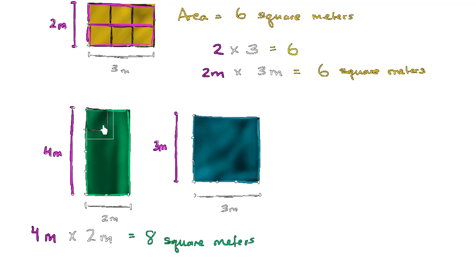So 1, 2, 3, 4, 5, and you see it's going in the right direction, 5, 6, 7, and 8. So the area of this rectangle is indeed 8 square meters. And you could view this as 4 groups of 2. So you could literally view this as 4 groups of 2. That's where the 4 times 2 comes from. So you could view it as 4 groups of 2 like this.